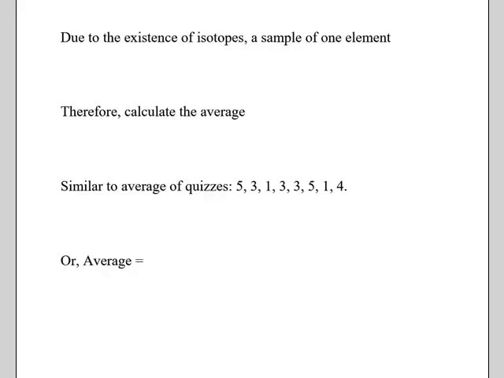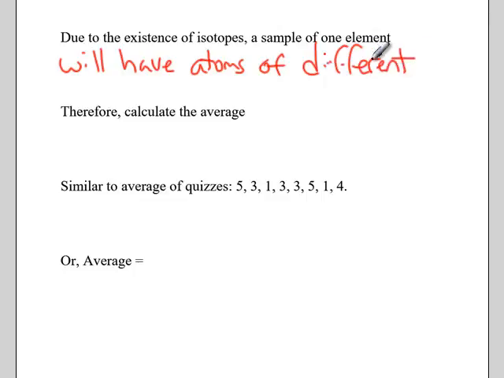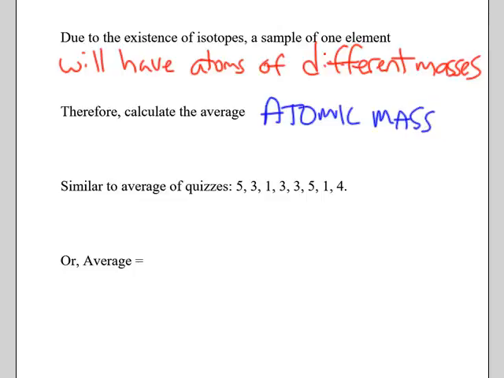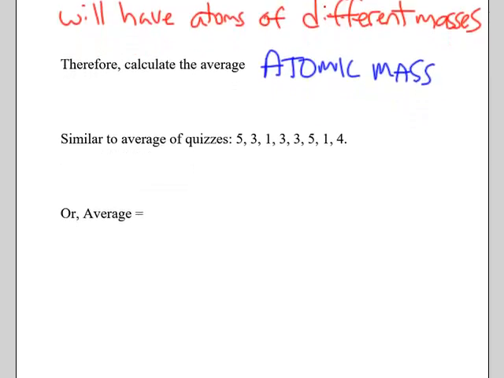Once we know about isotopes, we know that a sample of any given element will have atoms of different masses. So what we're going to calculate next is the average mass, which is called the atomic mass. And you can calculate an average the same way you already know how to calculate an average.